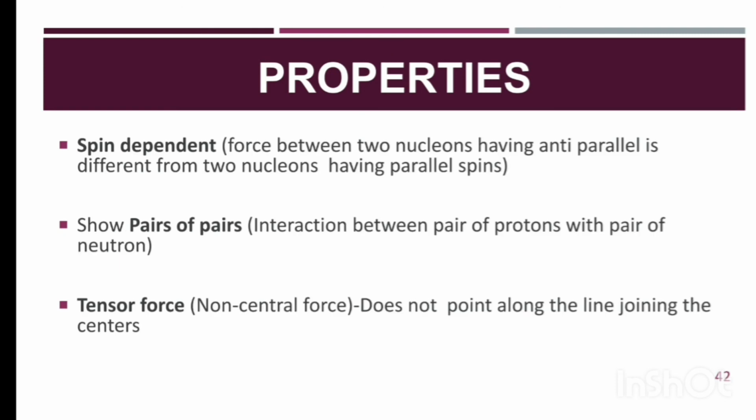Next property is that nuclear forces are spin dependent, which means if we have two nucleons having parallel spin and another two nucleons having anti-parallel spin, when checking their nuclear forces they are different. So, nuclear forces are spin dependent. Next one, nuclear forces show pairing of pairs. That is, there can be interaction between a pair of protons with a pair of neutrons. Last one, nuclear forces are non-central force or tensor force, which means the nuclear forces do not point along the line joining the centers.